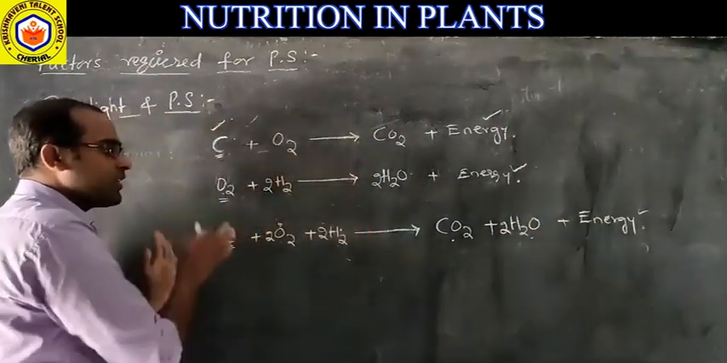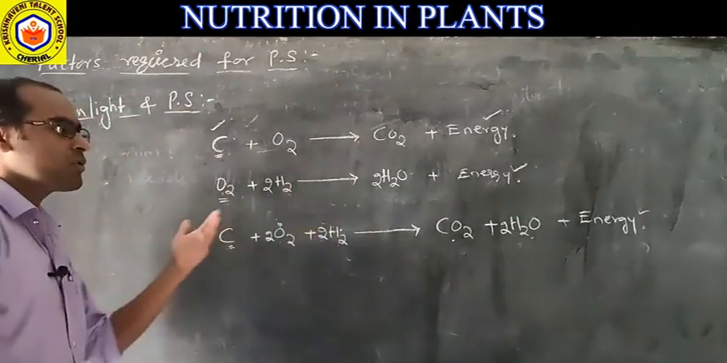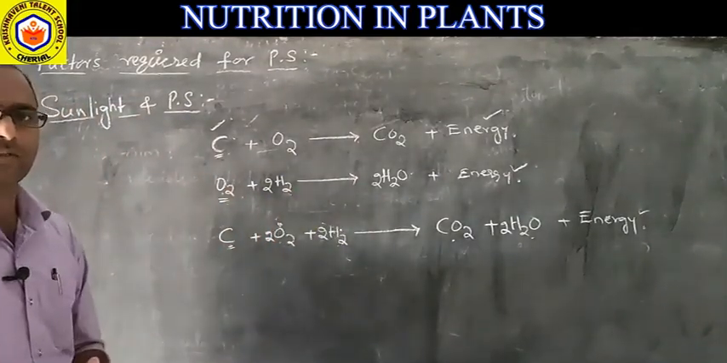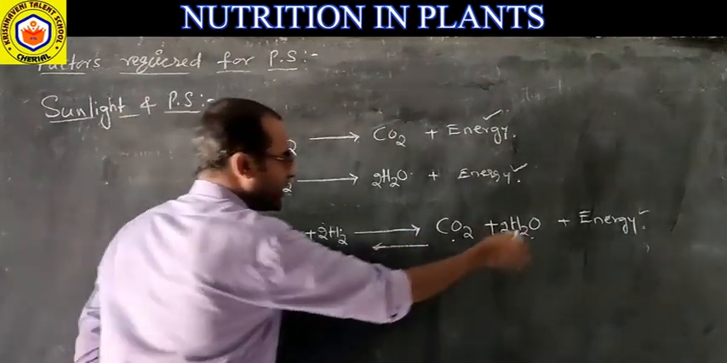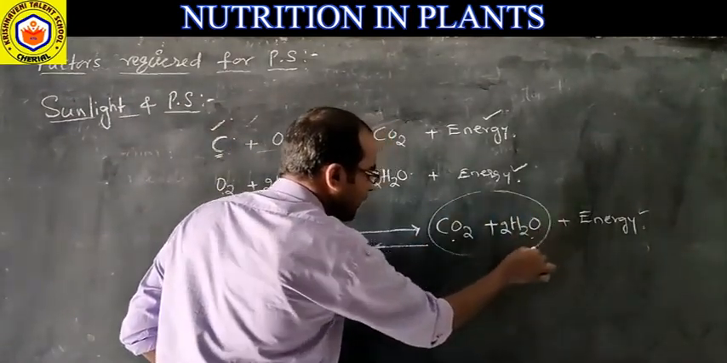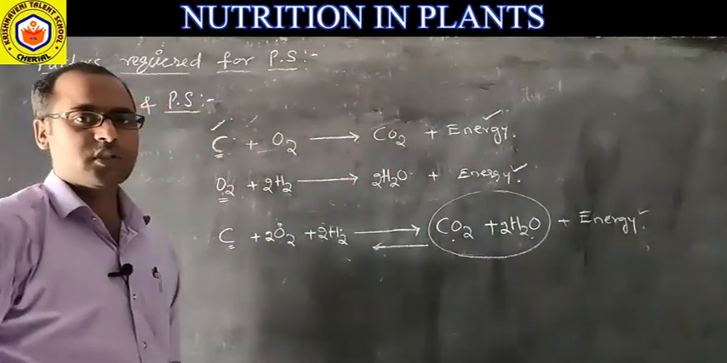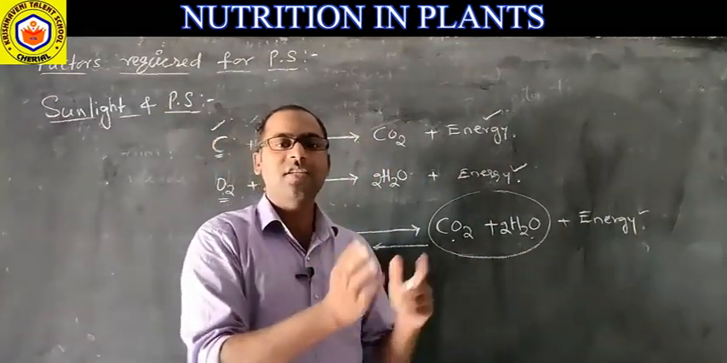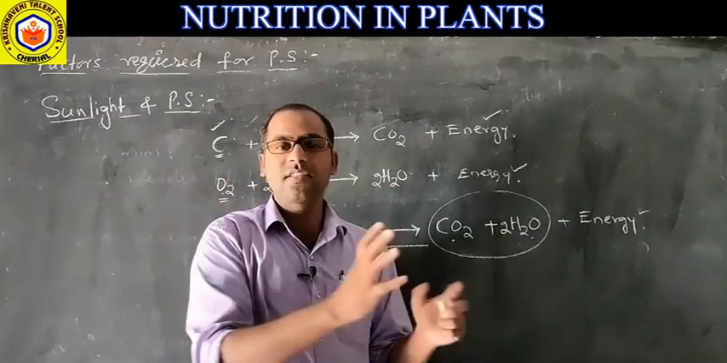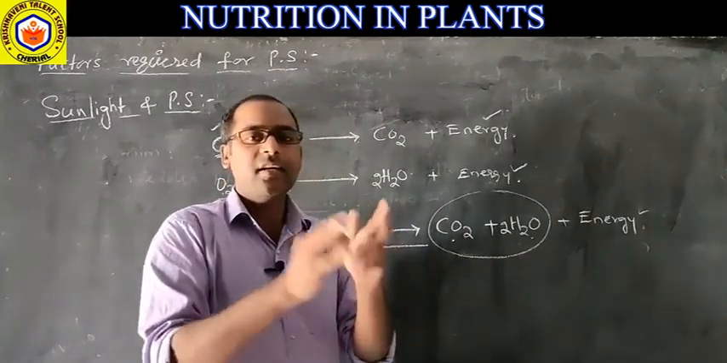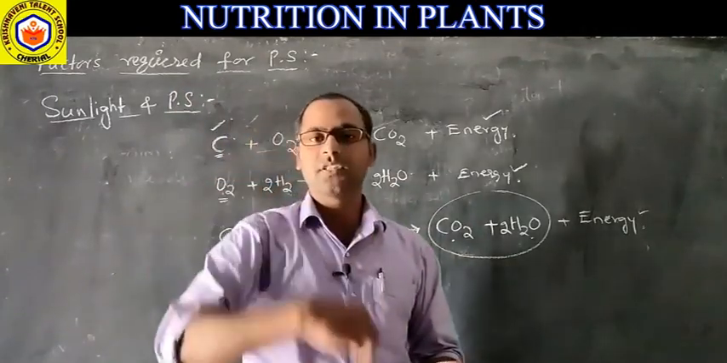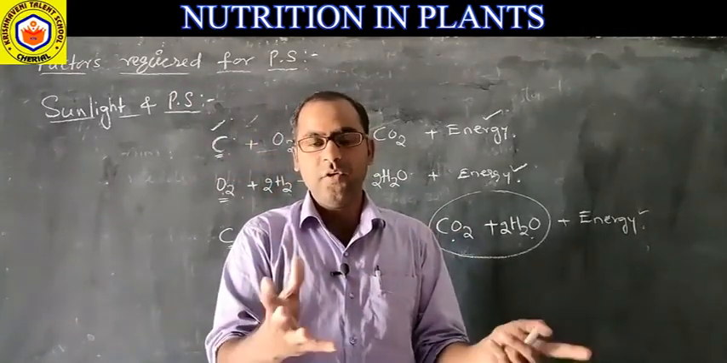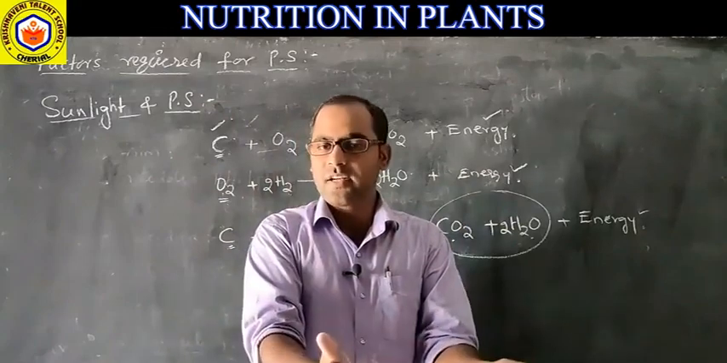Then what about the reverse process? What about the reverse process for this reaction? If the reaction takes place in this manner, these are the starting materials for photosynthesis. In the respiration process, energy is released. And what about the formation of oxygen? In the utilization of oxygen, energy is released.